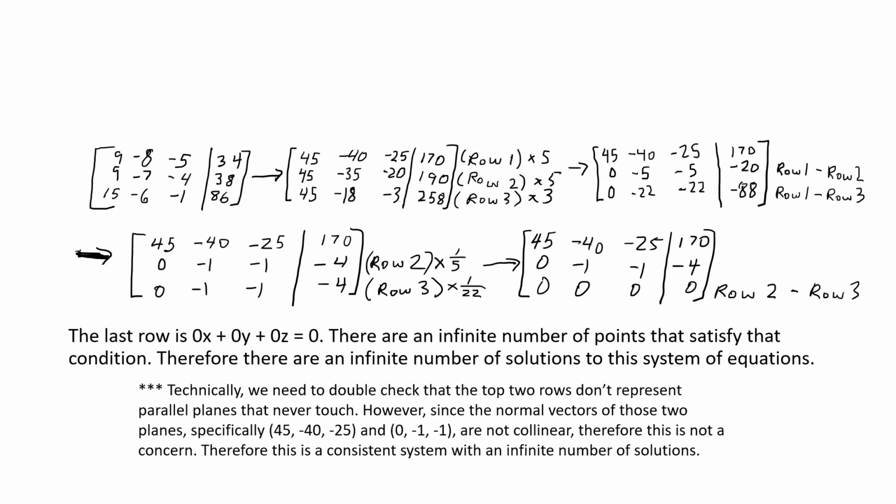And then, like I said earlier, technically we need to double check that the top two rows don't represent parallel non-coincident planes, but the normals of those planes aren't parallel. Specifically in the most recent matrix that we have, the 45, negative 40, negative 25 in the last handwritten matrix there, and the 0, negative 1 in row 2, those are not collinear, so it wasn't a concern. That wasn't a case of an inconsistent system. It was a consistent system with an infinite number of solutions.